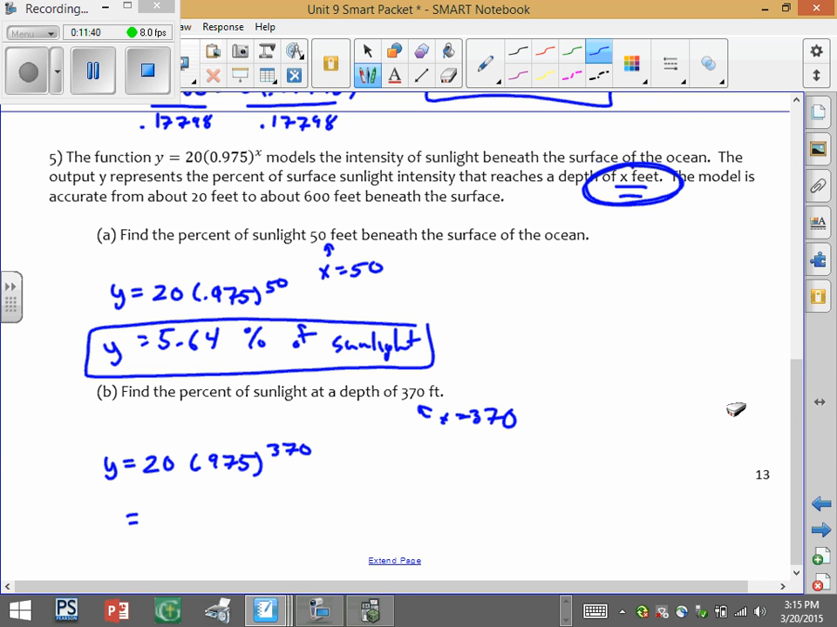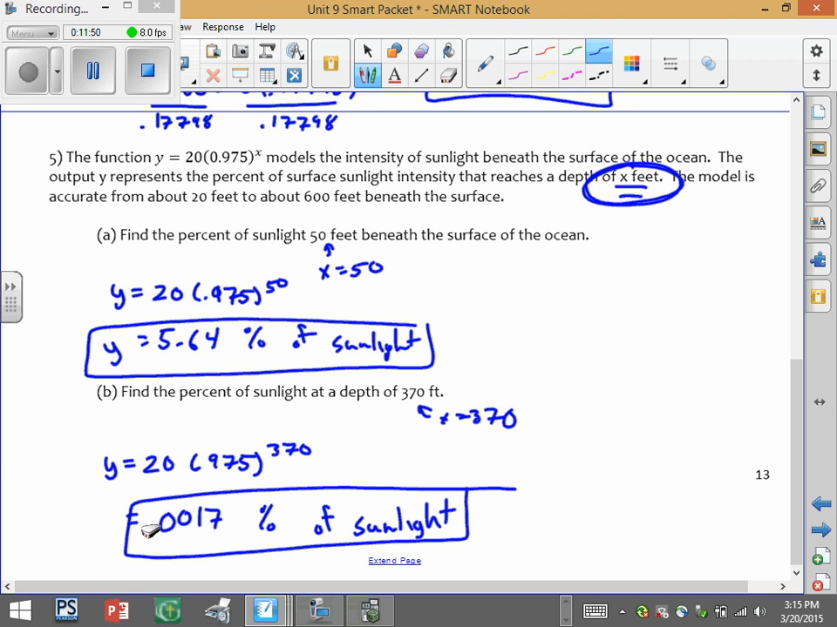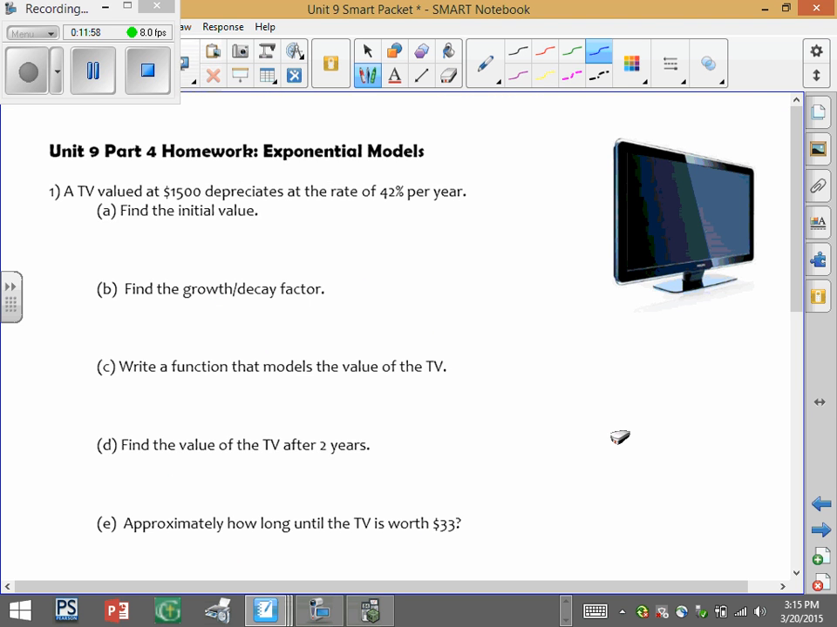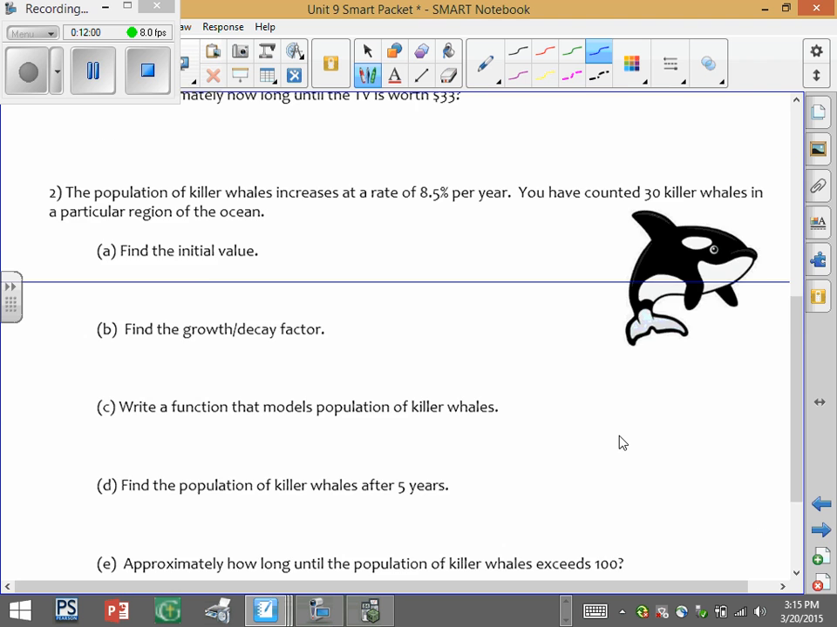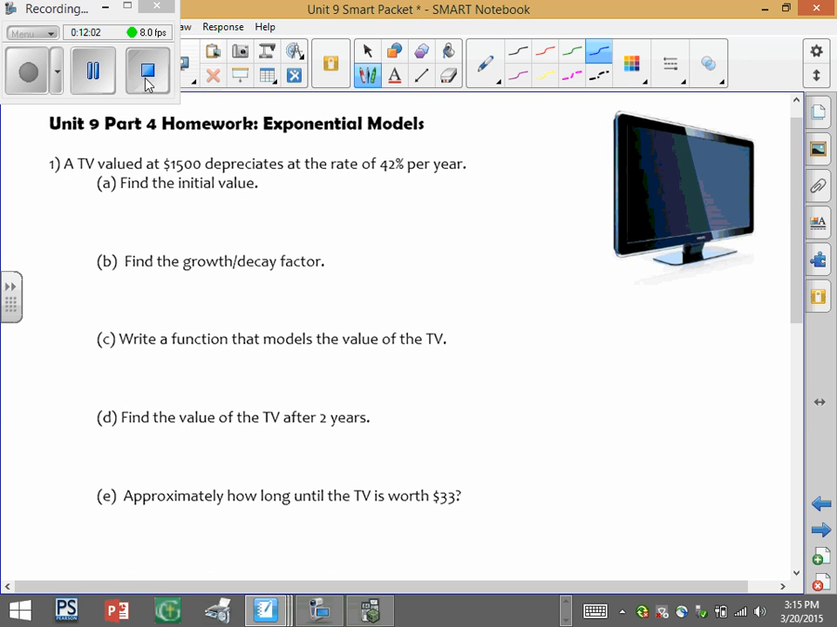0.0017. So 0.0017% of sunlight. You think about that for just a minute. Context says if you're 370 feet below the surface of the ocean, there's not much light down there. In fact, it's almost zero. So take a moment, work through page 14 now on your own, and the next video will walk you through how to solve those.